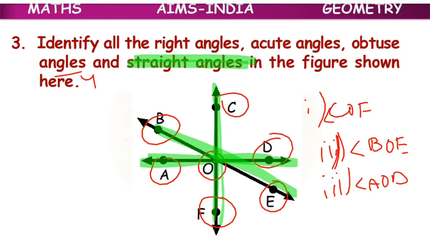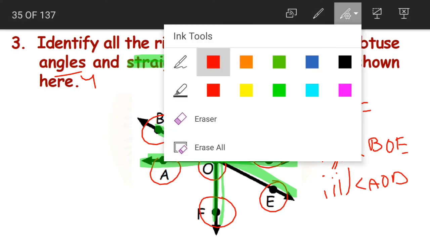What did we learn today? With this, we've come to the end of today's class, children. What did we learn today? We've learned about the different types of angles. What are the different types we have learned?